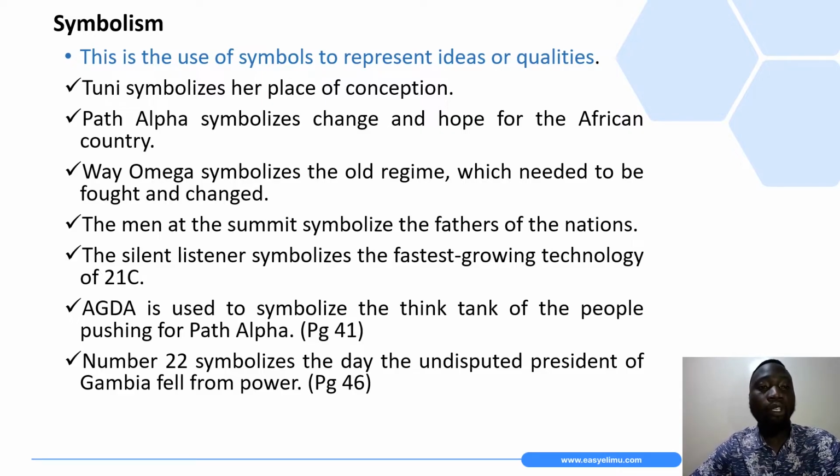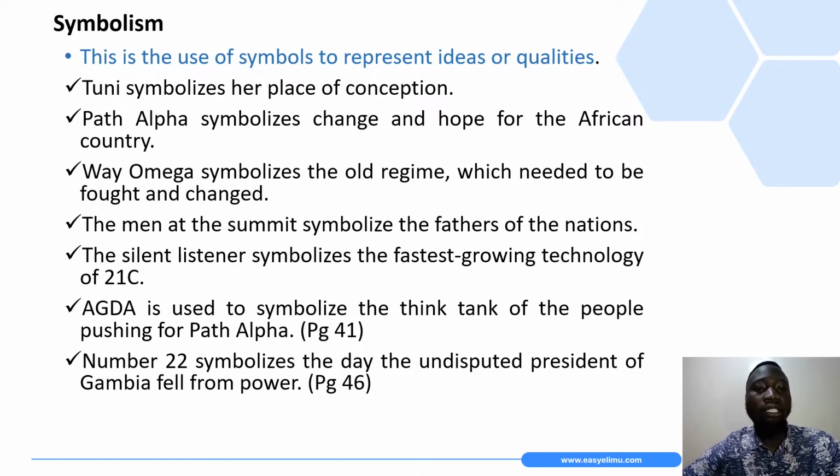The first one is symbolism. So symbolism is also a style that Paul B. Vita uses in Fathers of Nations. So what is symbolism? Students, symbolism is the use of symbols to represent ideas or qualities. The name symbolism is derived from symbol. So it is a style that involves the use of symbols to represent ideas or qualities.